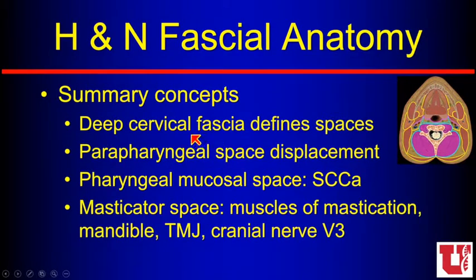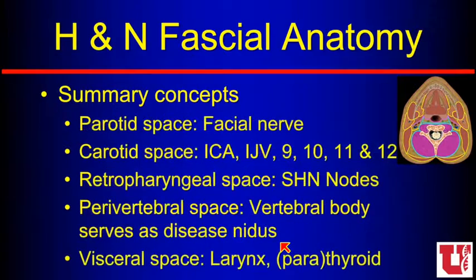So those deep cervical fascial layers define these different spaces. The parapharyngeal fat is very important for lateral suprahyoid neck masses. We want to remember that the pharyngeal mucosal surface or space is really where squamous cell carcinomas live. In the masticator space, we not only have the muscles of mastication, but you also have the mandible and the TMJ, and importantly, cranial nerve V3 at that location. We remember that the parotid space has the facial nerve going through it, and the pes anserinus, the goose's foot, as it spreads out through that area.